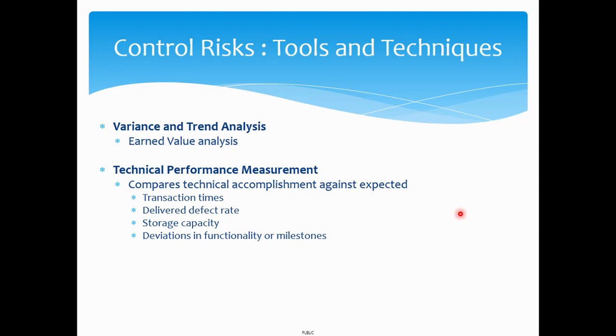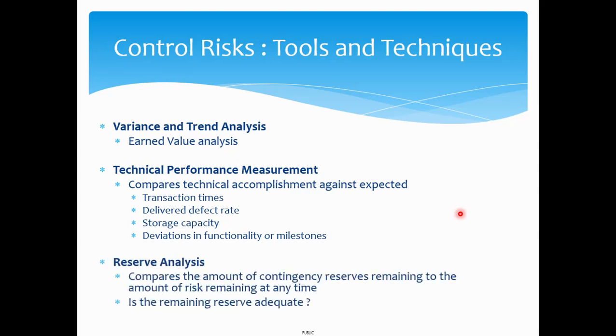And also, you can compare your project with your expected timelines, and expected technical benchmarks. Maybe your expected defect rate for your quality. You had an expected defect rate, so whether your current defect rate is lesser or greater than the expected defect rate. If the delivered defect rate is greater than the expected defect rate, that means something is wrong with the quality process. So there's a risk. Maybe some transaction times, the quality part, the technical parameters that we have mentioned, to see whether those risks are there or not.